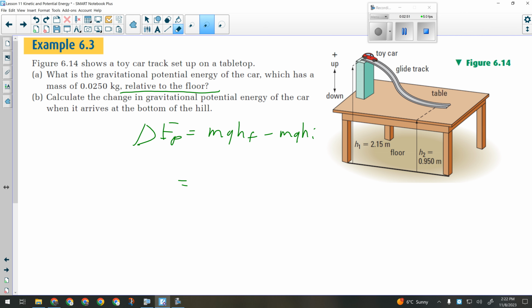Now, what I would do here is take the mass, so 0.025 times 9.81 times, sorry, other way, 0.950 meters, that's the final height, minus 0.025 times 9.81 times 2.15 meters, my height from the ground. And what does relative to the floor do?